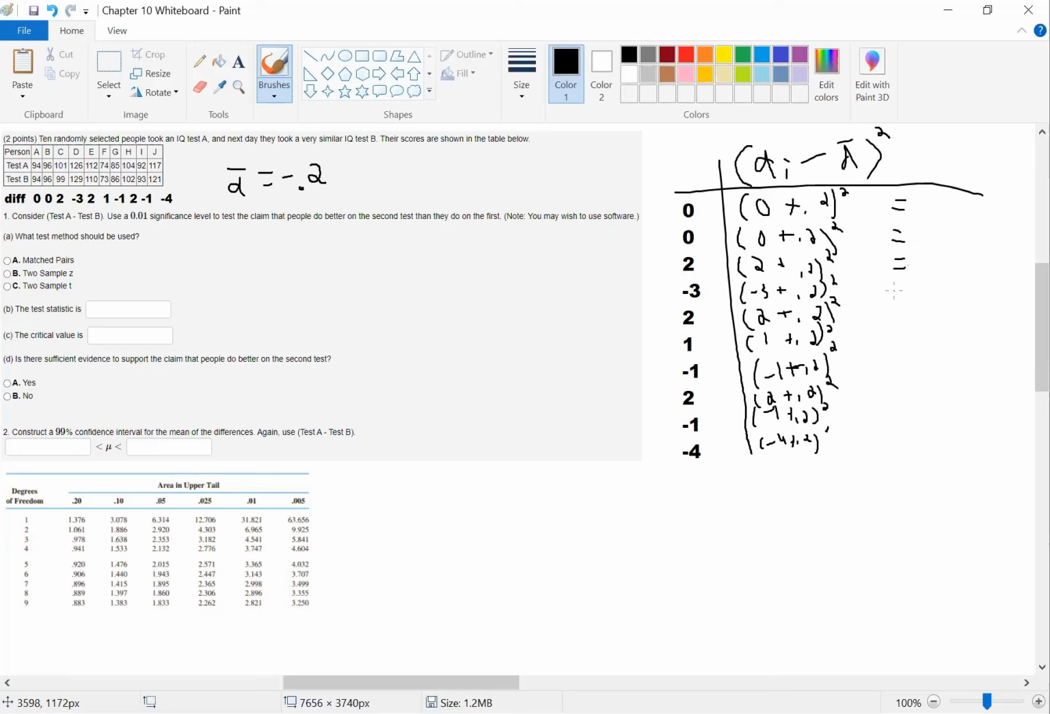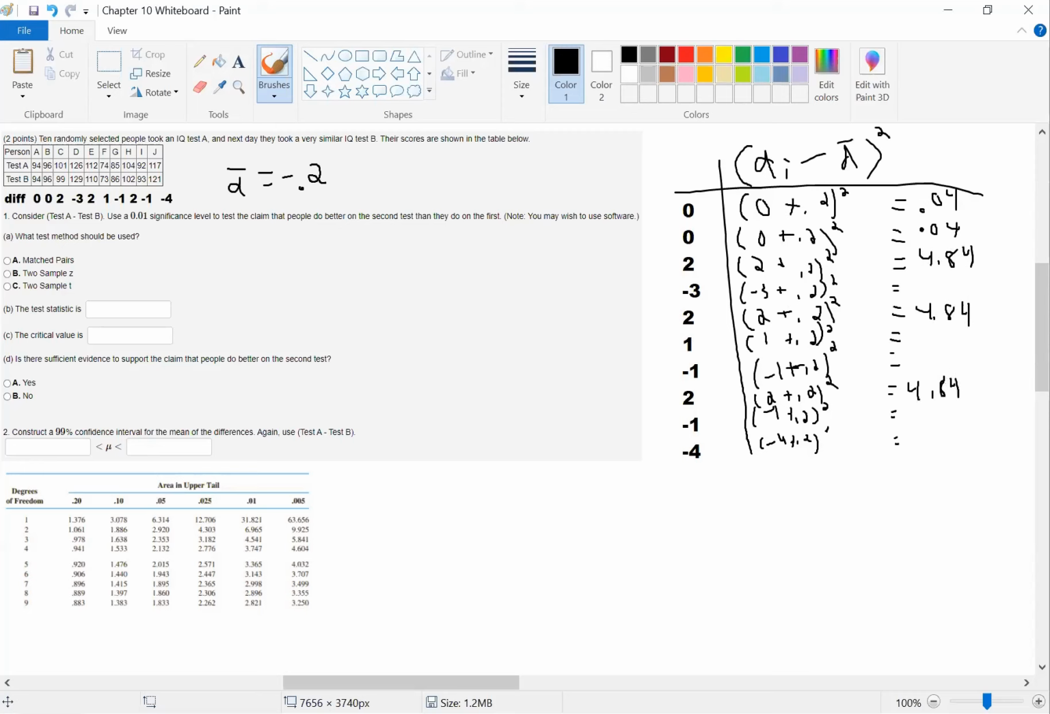So now let me draw the equal signs. This is the most tedious part. Once you're past this, you're back to the standard hypothesis test. 0 plus 0.2, that's just 0.2. We square that. 0.04, we have that twice, because the one below it is also 0. Now we do the 2. 2 plus 0.2, square that. 4.84, we have 3 other 2's. So we can save ourselves some time and bring that down. Another 2 right here. We have one more down here.